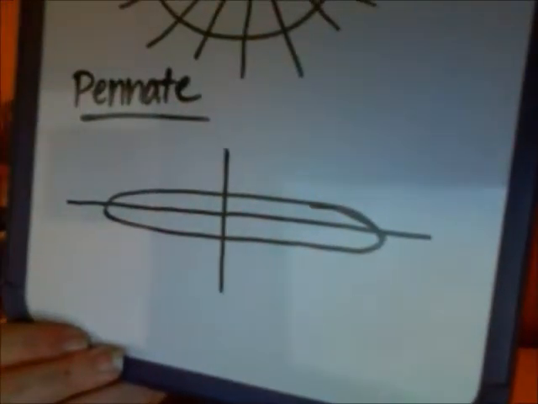So, radial symmetry. With pinnate, it's not the same case, because I can divide it one way, I can divide it one other way, but I can't divide it any more than those two ways. I can only divide it into a half long ways, or I can divide it into a half widthwise. So that makes it bilaterally symmetric, or gives it bilateral symmetry.